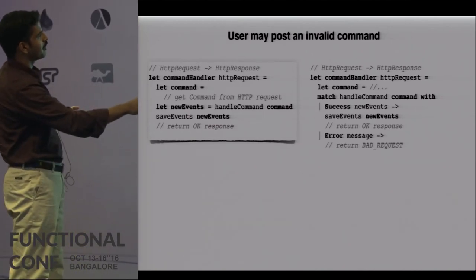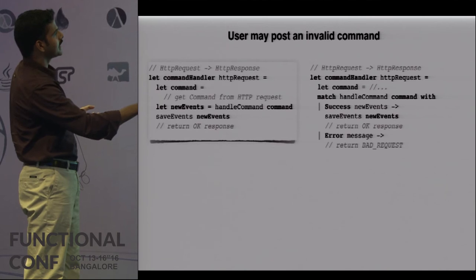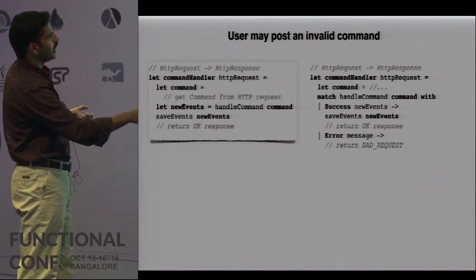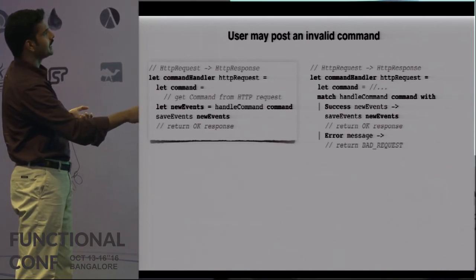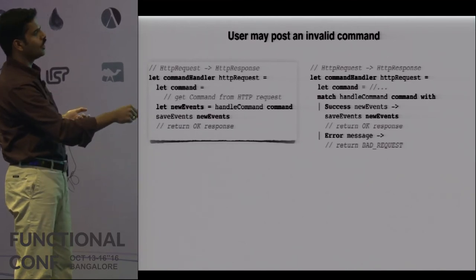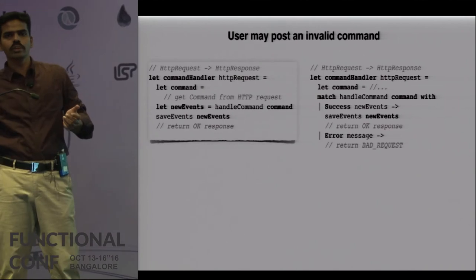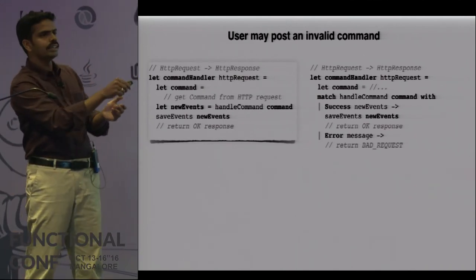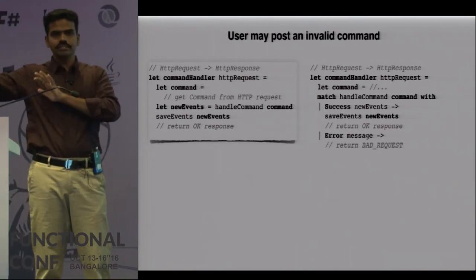We are going to call the handle command function. If it returns success, we return an OK response and save all the events. In case of error, we return a bad request with a message. You see here, we are applying the functional approach throughout. The only impurity is happening on the database side as well as the fetching side.